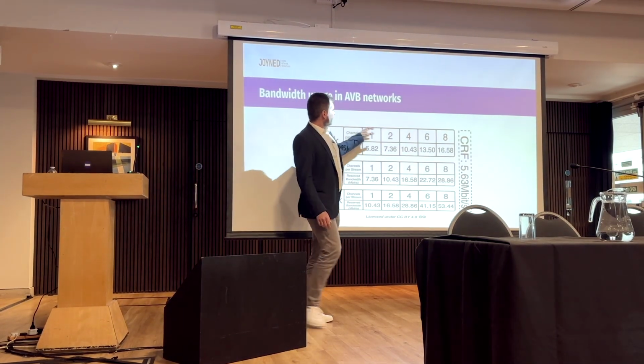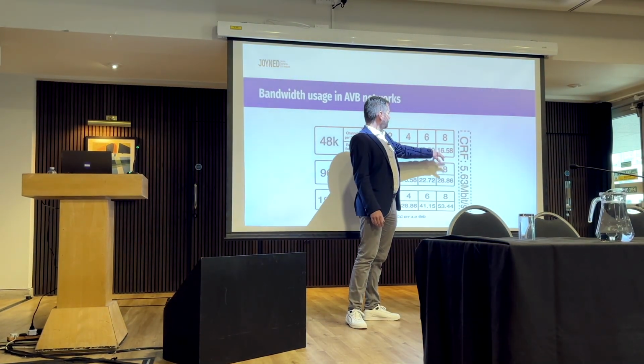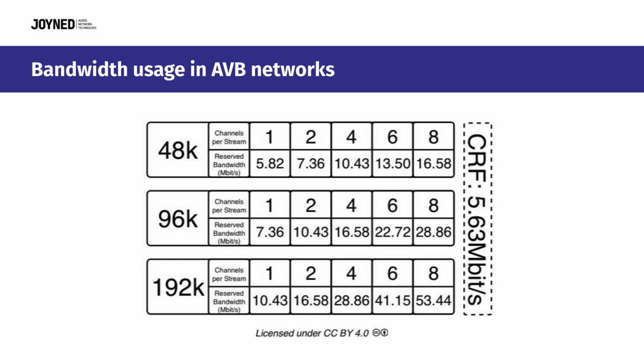As a rule of thumb, maybe a number to remember is that you are around 16.5 Mbit per second for an 8 channel stream at 48 kilohertz. So that's useful to have available as a rule of thumb, and it approximately doubles, a little bit less, but that's how you can also plan your network and the required bandwidth.